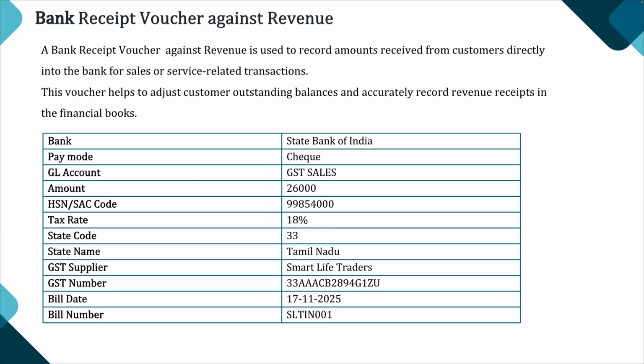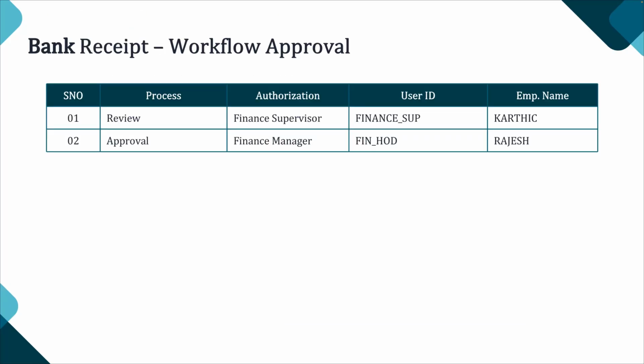Bank, State Bank of India, Pay Mode, Check, GL Account, GST Sales, Amount 26,000 rupees, HSN SAC Code 99854000, Tax rate 18%.